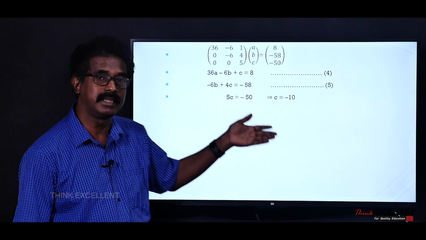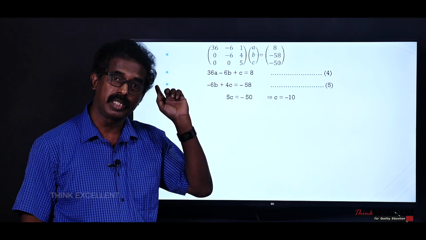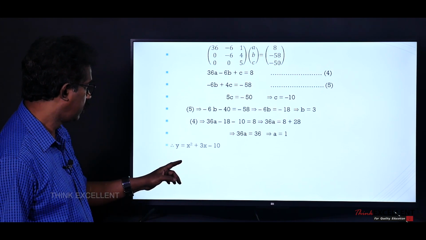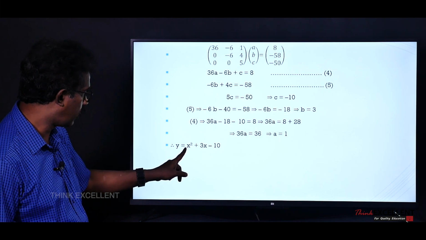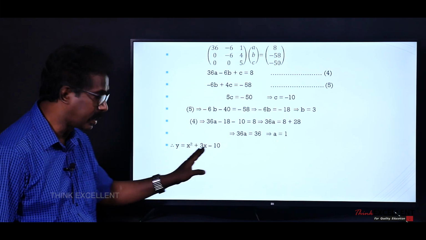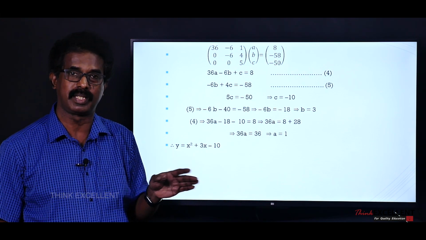After getting A, B, C, don't stop there. You substitute in the polynomial. One polynomial is given, right? So in that polynomial, you substitute the values. You are getting A value 1, B value 3, C value minus 10. Those values are substituted, you are getting the polynomial. Don't stop here. That is not the final answer.